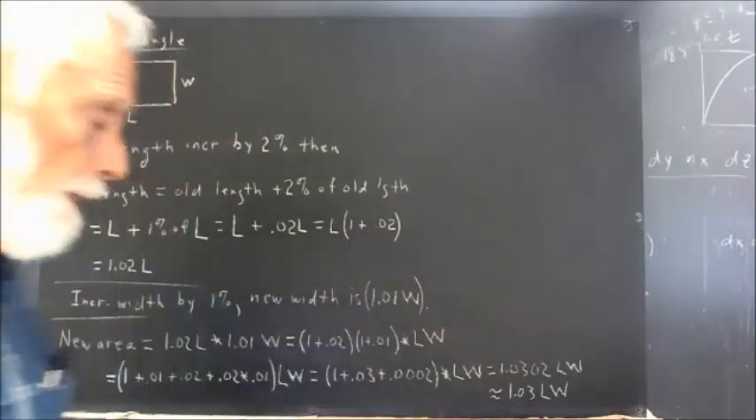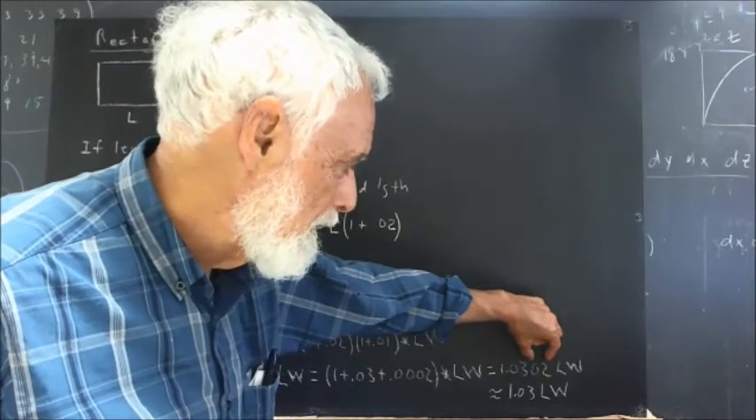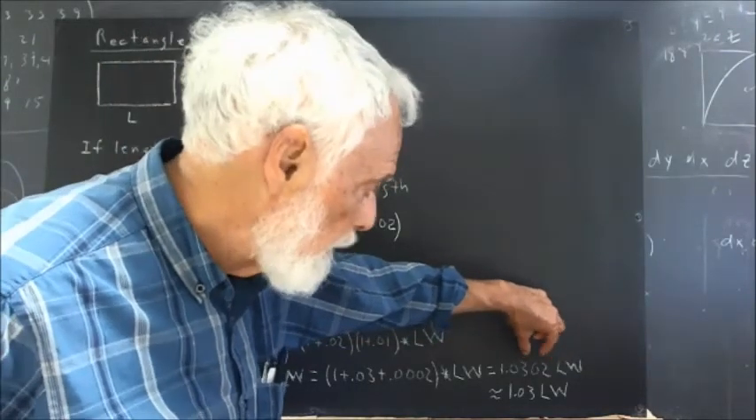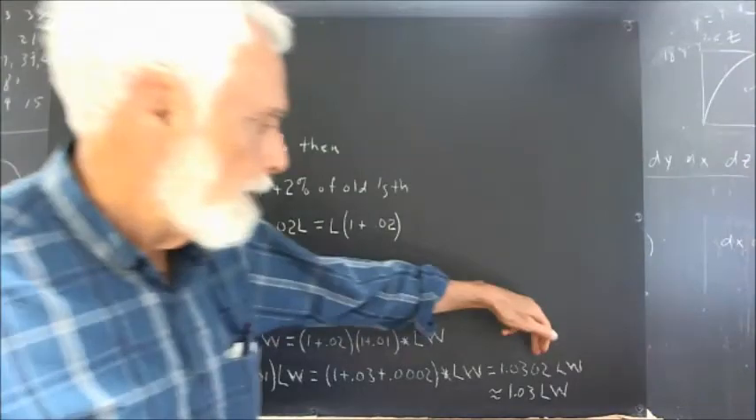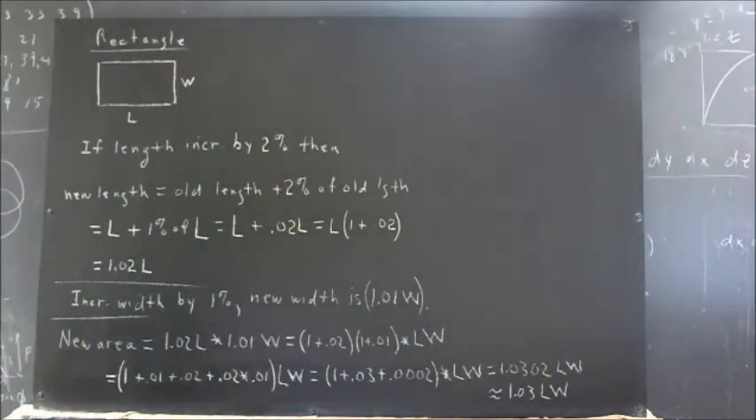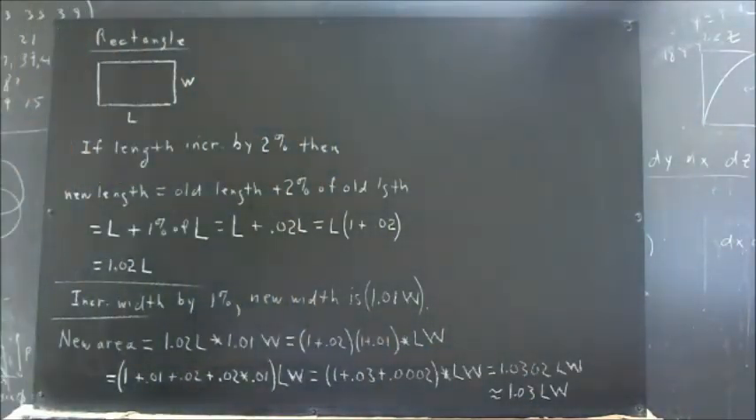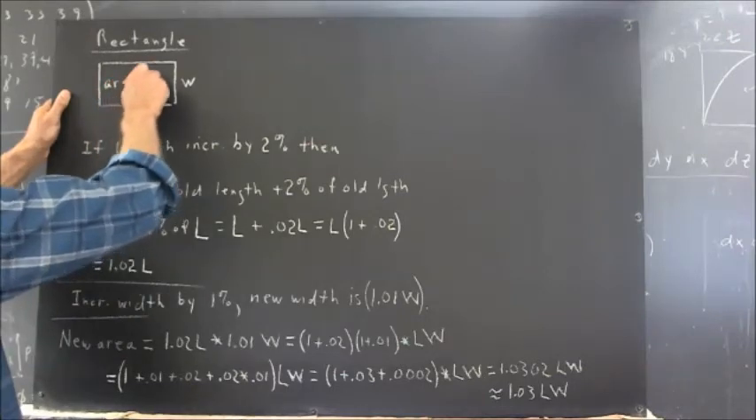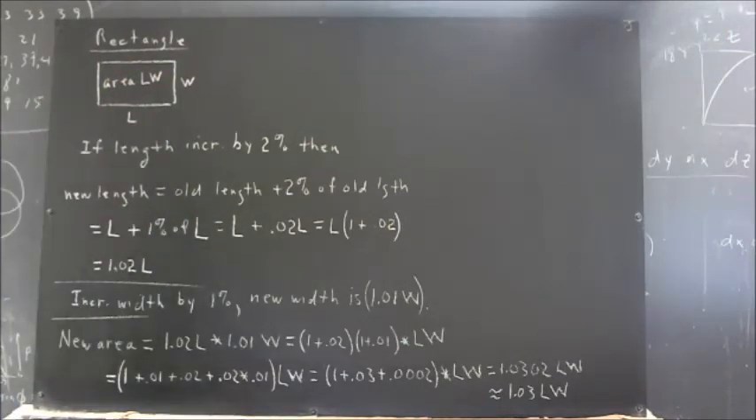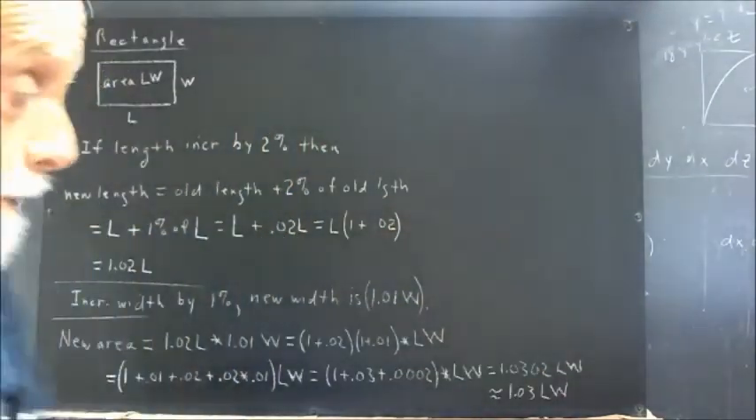Okay, no surprise there. This 02 here only represents less than 1% of the difference between this number and 1. It's really pretty insignificant. So I'm going to say that what we get is approximately very close to just plain old 1.03 LW. Now the original area was LW, so we conclude that the area increased, if we want to be precise, by 3.02%.